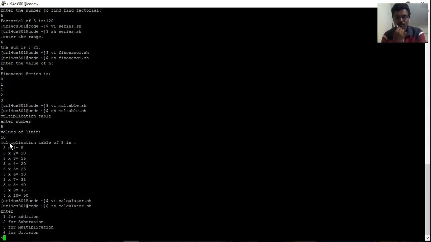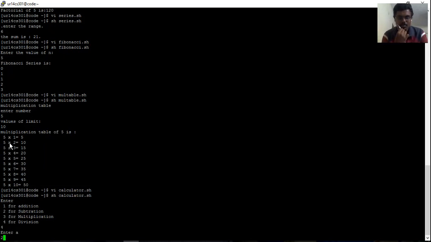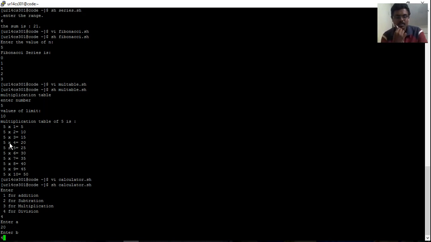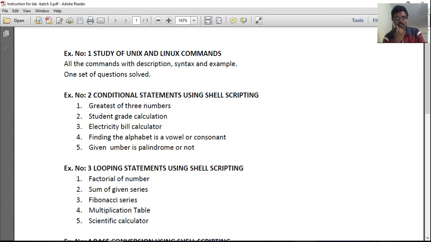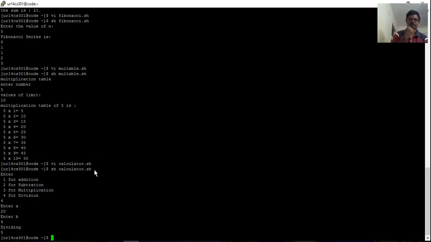Suppose I take 4, it is asking me the two numbers. Suppose I take 20 and another number 4, so it gives 20 divided by 4, which is 5. This is the output. So we have completed all the 5 programs. Thank you.